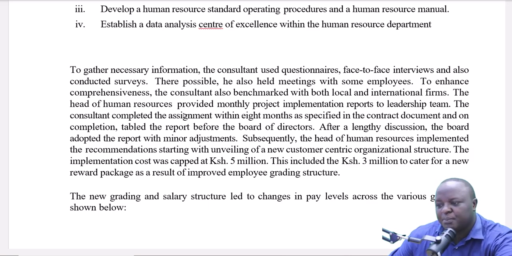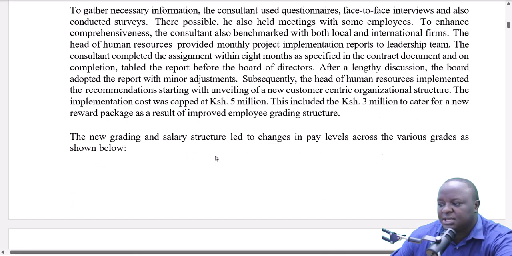The consultant completed the assignment within 8 months as specified in the contract document, and on completion, tabled the report before the board of directors. After lengthy discussion, the board adopted the report with minor adjustments. Subsequently, the head of human resource implemented the recommendation, starting with the unveiling of a new customer-centric organization structure. The implementation cost was capped at 5 million. This included 3 million to cater for the new reward package as a result of the improved employee grading structure.